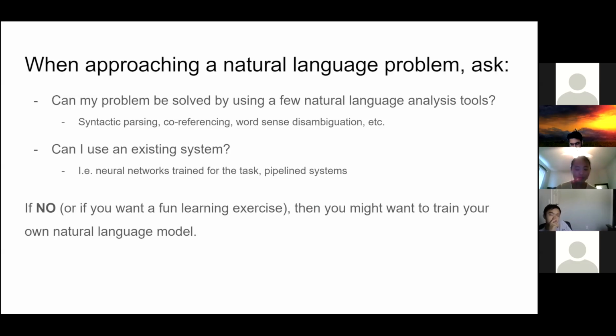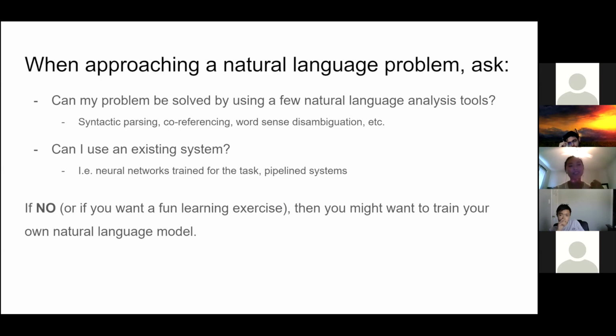Secondly, you might want to ask, can you use an existing system or adapt it and take advantage of what researchers have already learned to do well? And these systems can be both neural networks, black boxes just trained for specific tasks, such as question answering or sentiment classification, or they can be more pipeline systems. So there are tools out there that can generate knowledge graphs from, or extract triples from documents. And that saves you the trouble of having to build a system yourself to extract information.